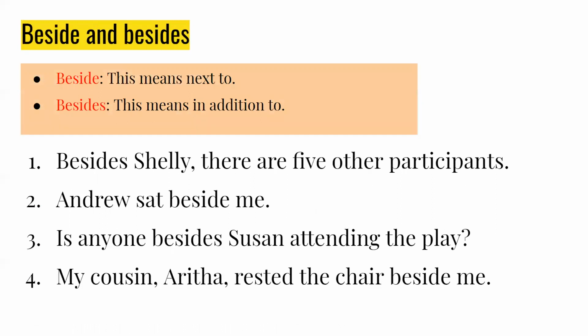Now I'm focusing on the most used or the most misused prepositions. Let's go on to beside and besides. Beside, this means next to. Besides, this means in addition to. So besides Shelley, there are 5 other participants. So in addition to Shelley. Good? Second sentence says, Andrew sat beside me. He sat next to me.